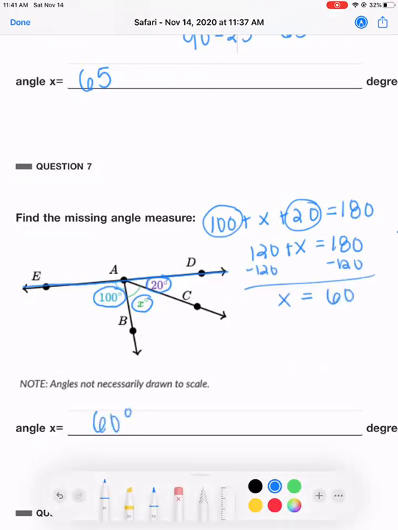And again, another way to think about it is just 180 minus 100 minus 20, because we knew we wanted to get rid of these two angles to see what's left. What is x?